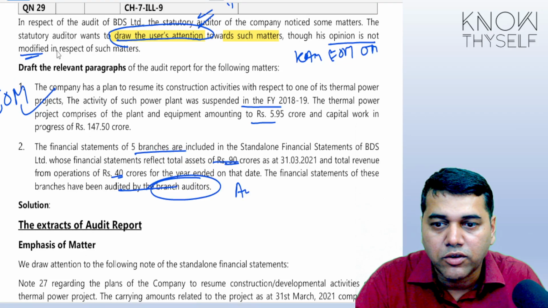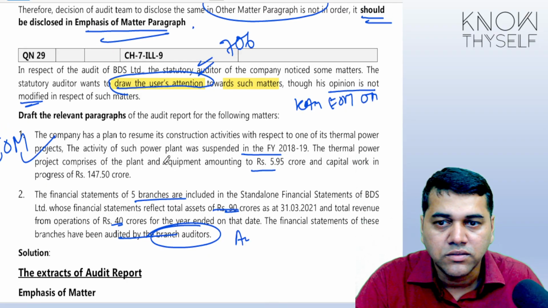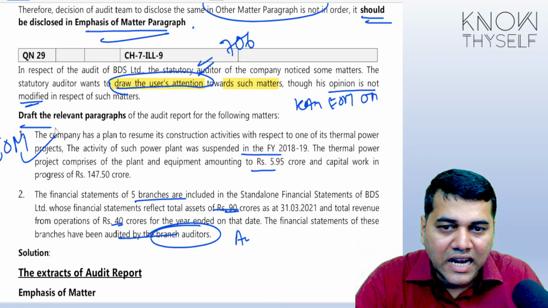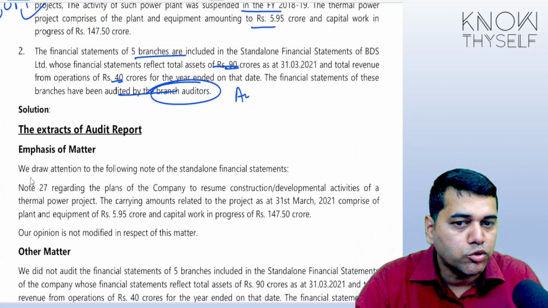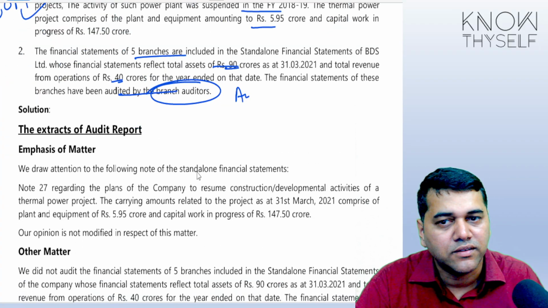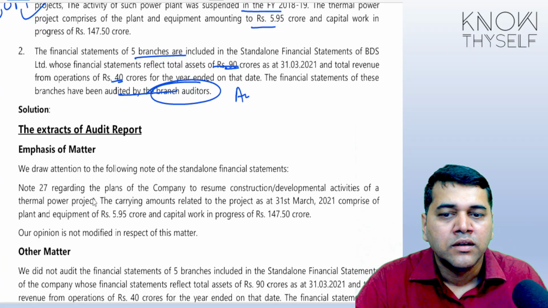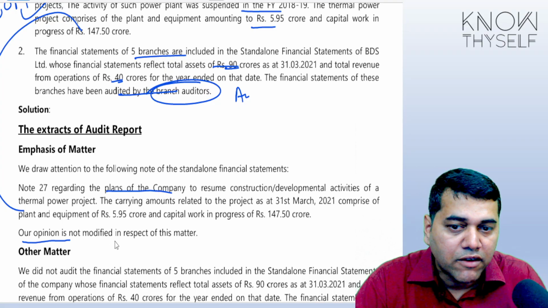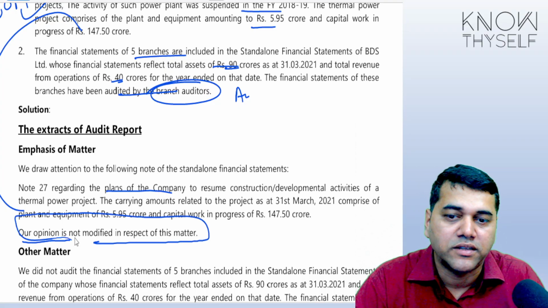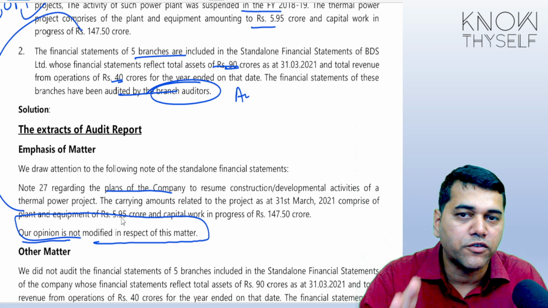So what they told, see the question. Draft the relevant paragraph. So emphasis of matter: We draw your attention to note number 27. Write some note number, and write the same story. But very importantly, you should write, our opinion is not modified in this matter. This is what you need to write. Otherwise, you will not fetch marks.